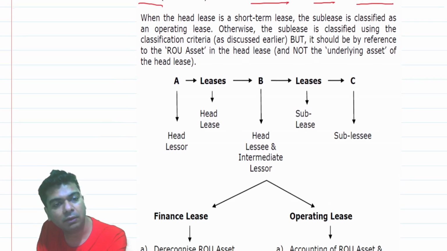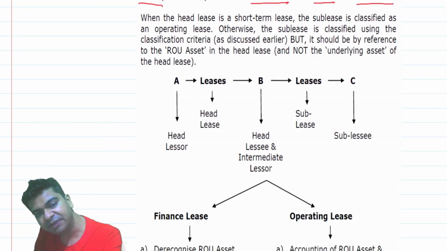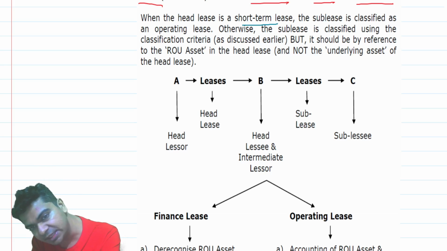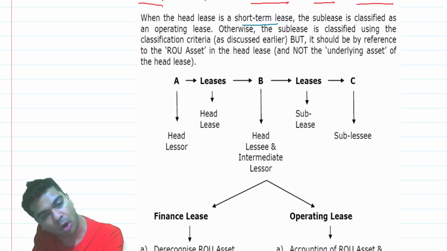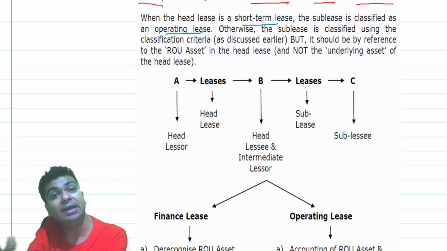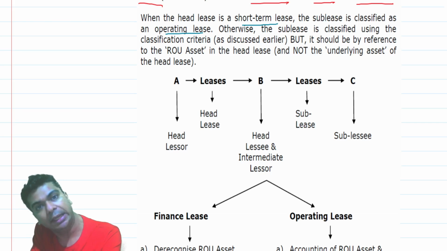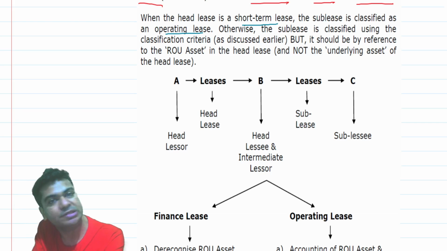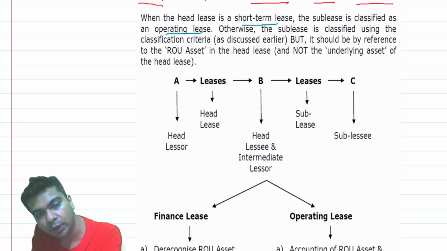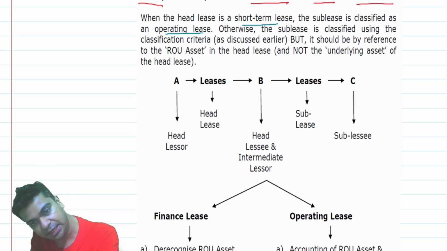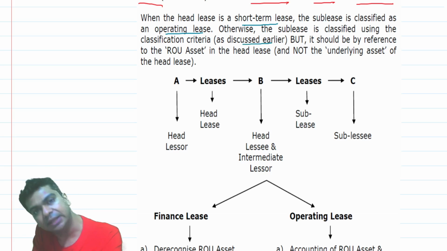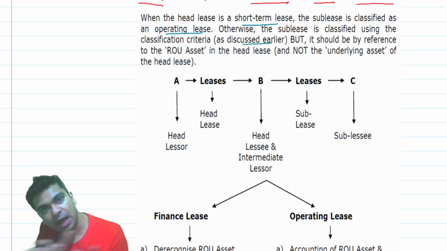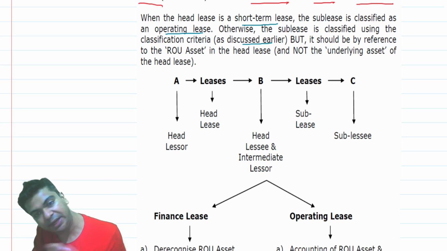Now everything will depend upon how the classification will be done. They are saying when the head lease is a short-term lease, the sublease is classified as an operating lease. So when the main lease is classified as a short-term lease, then it is compulsory that the sublease will get classified as an operating lease. They say otherwise the sublease is classified using the classification criteria as discussed earlier, whatever we have discussed earlier, that is how the classification into finance lease and operating lease is done.